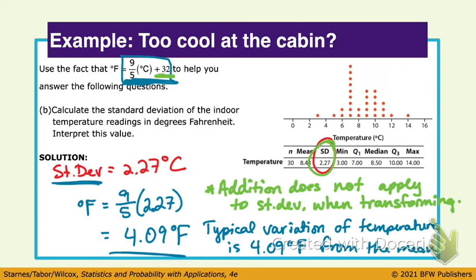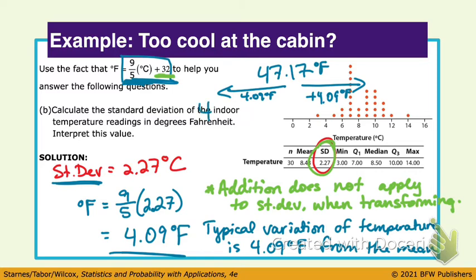So we found that the mean was 47.17 degrees Fahrenheit. And so that varies by 4.09 up and 4.09 down. So sometimes the cabin is going to get 50 degrees Fahrenheit, but sometimes it's going to get all the way down to like 43 degrees Fahrenheit, which would probably be a really big problem. So this definitely is something that would need to be addressed to make sure that the pipes don't burst.